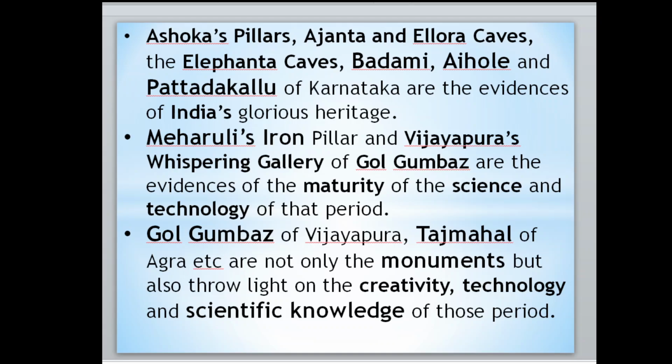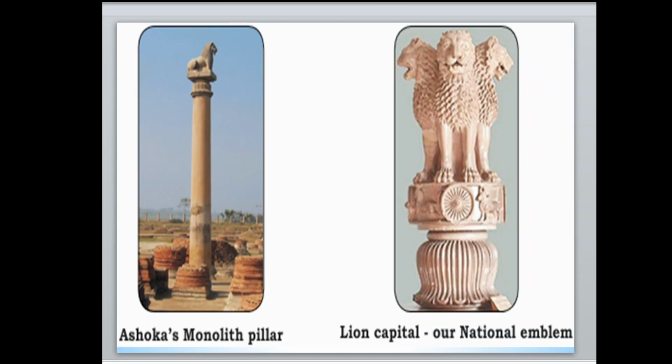Mehrauli's iron pillar and Vijayapura's whispering gallery of the Gol Gumbaz are evidence of the maturity of the science and technology of that field. Gol Gumbaz of Vijayapura, Taj Mahal of Agra, etc. are not only monuments but also throw light on the creativity, technology and scientific knowledge of those periods. Here we have some examples of monuments. Ashoka's pillar is here. Now we have taken the pillar's top as our national emblem, with four lions. Now come to the next.